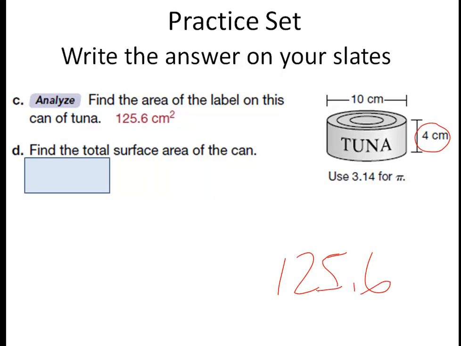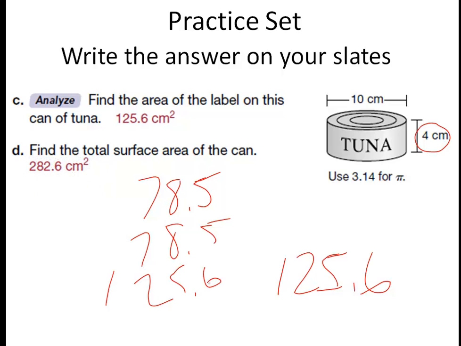We're going to need that because now all we got to do is calculate the surface area of the top of the can and the bottom of the can. To do that, we're going to take the radius, which is 5. We're going to square that, which is 25, times it by pi because that's the area for a circle, pi times radius squared. When we do that, we get 78.5 for the surface area of the top of the can. We add another 78.5 for the bottom of the can, and then we add our label, the surface area of the label of 125.6, and we get our total of 282.6 centimeters squared.